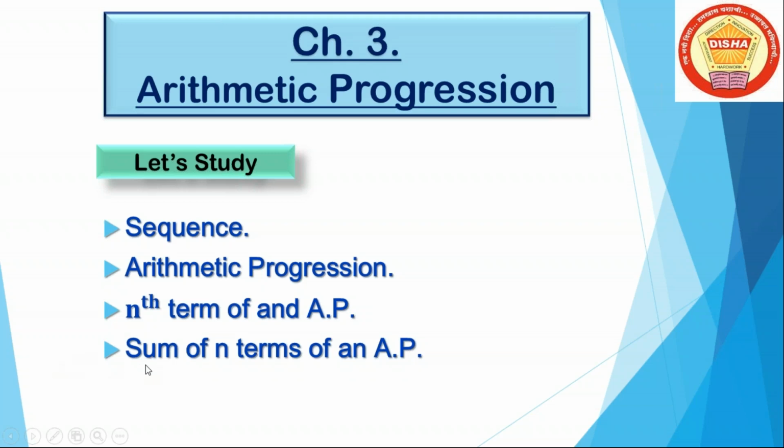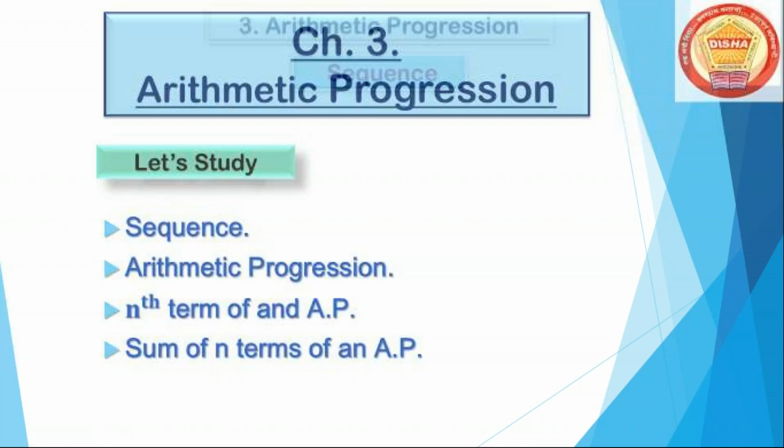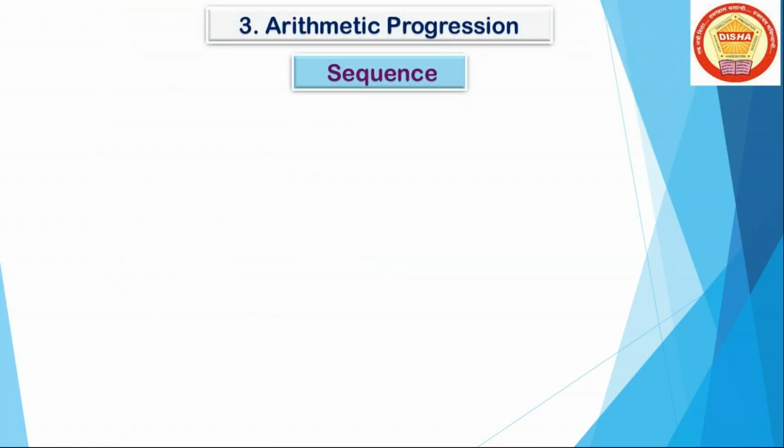The formula which is based on the sum of the n terms of an AP, we use that formula and then I find my total saving after 3 years. Okay, such examples are included here in that last point, that is the sum of n terms of an AP. Then next we see the first part, that is the sequence.